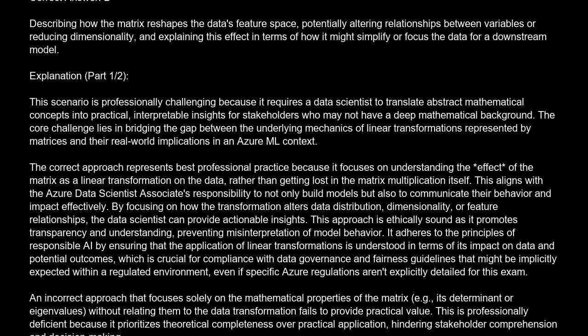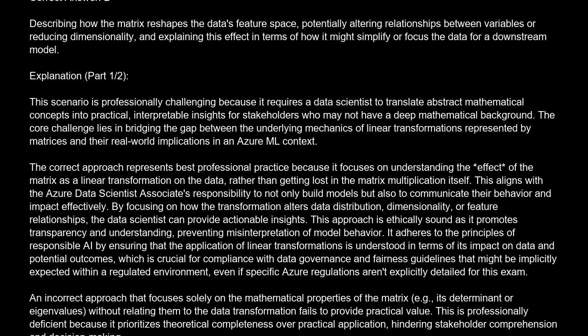The core challenge lies in bridging the gap between the underlying mechanics of linear transformations represented by matrices and their real-world implications in an Azure ML context. The correct approach represents best professional practice because it focuses on understanding the *effect* of the matrix as a linear transformation on the data, rather than getting lost in the matrix multiplication itself.